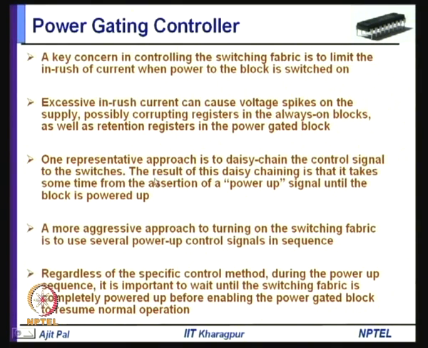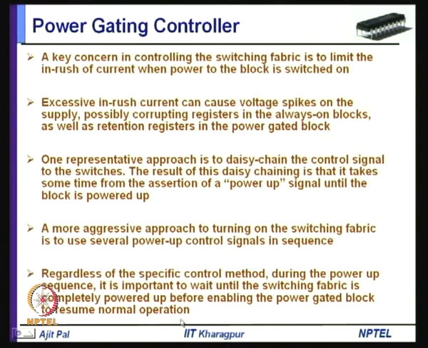So, one representative approach is to daisy chain the control signal of the switches. The result of this daisy chaining is that it takes some time from assertion of the power up signal until the block is powered up. A more aggressive approach to turning on the switching fabric is to use several power up control signals in sequence. Regardless of the specific control method, during the power up sequence it is important to wait until the switching fabric is completely powered up before enabling the power gated block to resume normal operation.